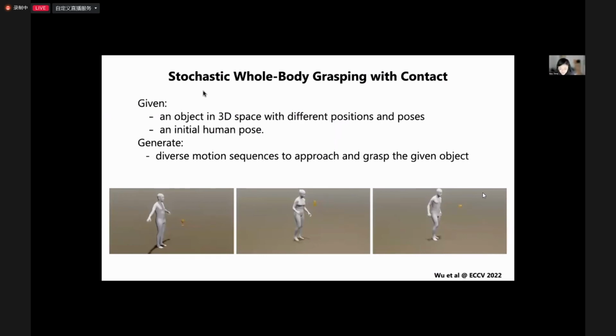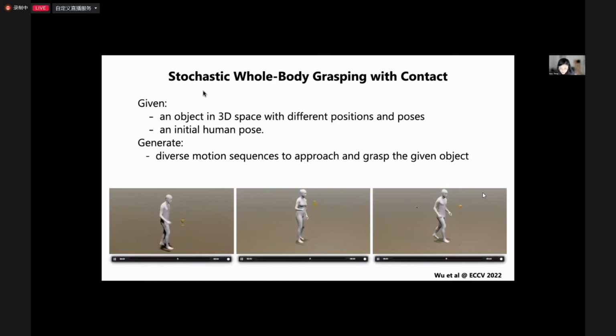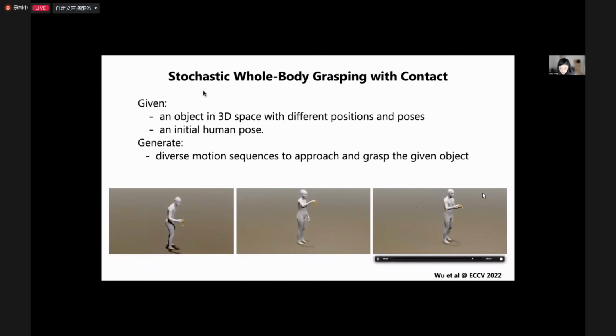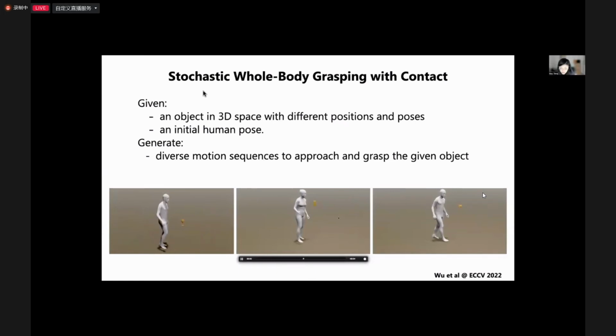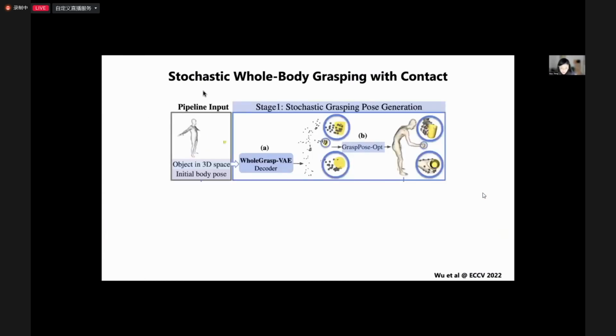So in this work, given an object placed in 3D space with different positions and poses, and given a human initial pose, we aim to generate diverse motion sequences to approach and grasp this object. And here are the generated motions from our model on unseen objects. So just very briefly, the model.